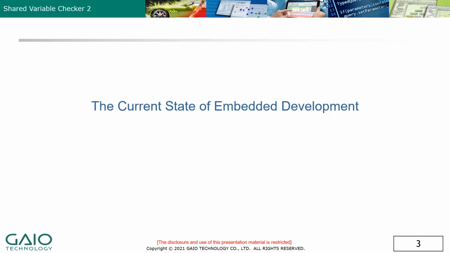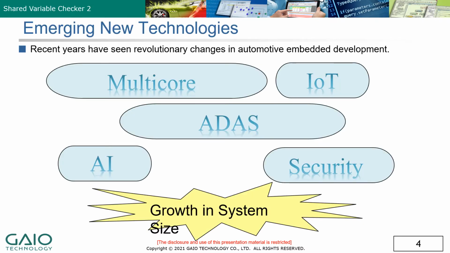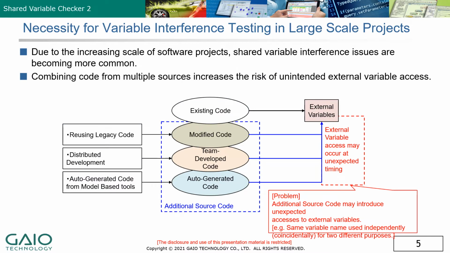Firstly, let's look at how embedded development is evolving. Recent years have seen massive growth in the size and complexity of embedded systems, as new features and customer demands become more mainstream. In many projects, software is being reused from previous projects, developed externally, or even developed automatically by tools such as model-based development.